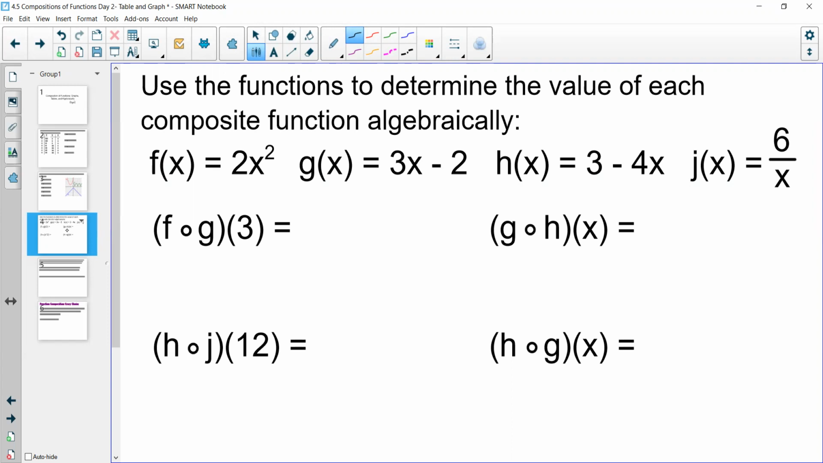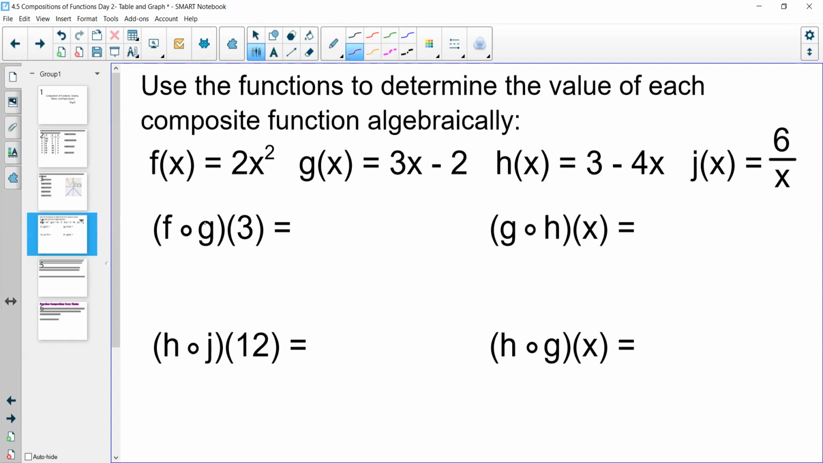So what we want to do is use the functions below to determine the value of each composite function algebraically. So we've got f composed of g of 3, g composed of h of x, h composed of j of 12, and h composed of g of x. So let's start here first with these ones that we are evaluating.